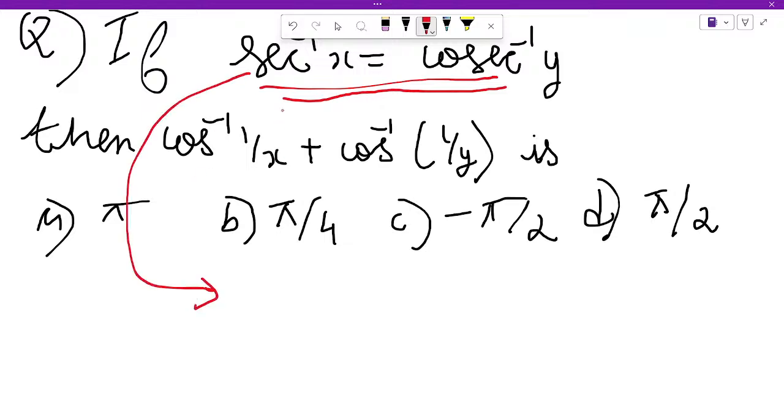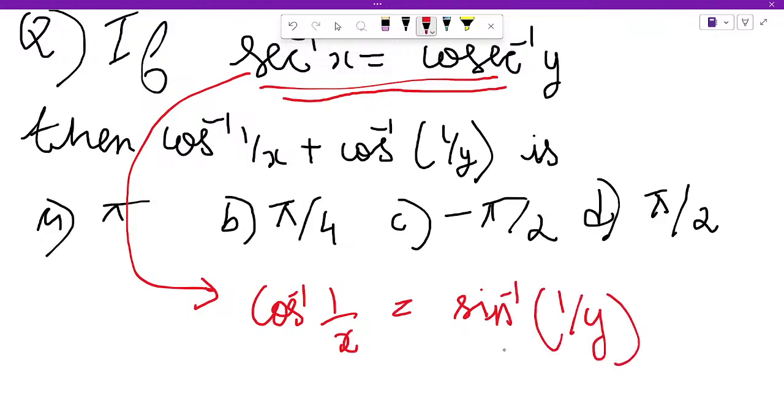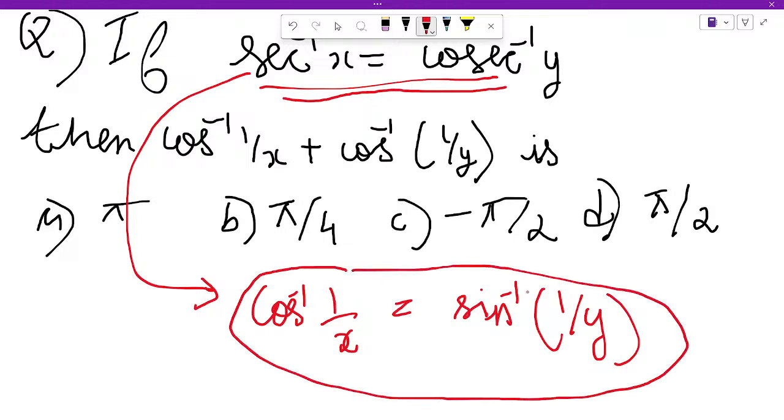Okay, sec inverse x. We have studied that sec inverse x equals cos inverse 1 by x, right? So we can write the LHS as cos inverse 1 by x, equal to, what is cosec inverse y? Sin inverse 1 by y. I think we got the answer. We just apply this concept here.